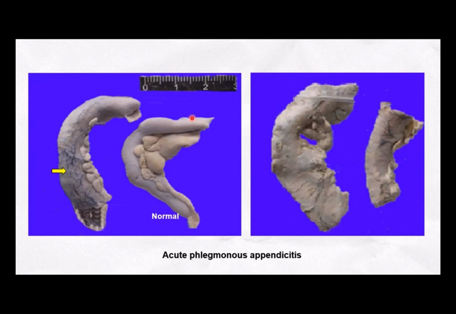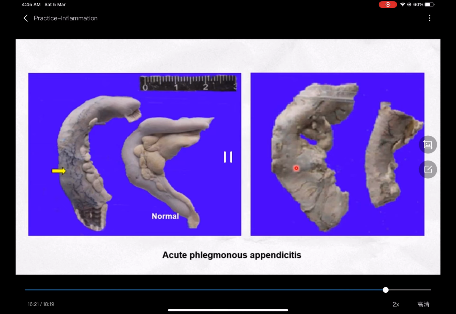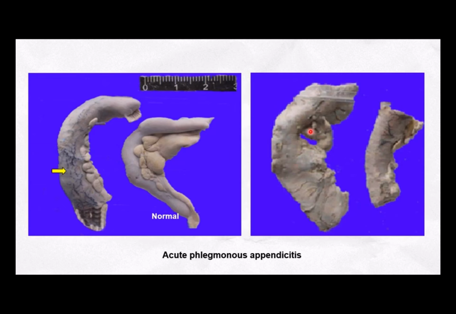This is a normal appendix, and the three appendices are not normal. They are acute phlegmonous appendicitis. The three appendices are markedly swollen, and the serosal surface is hyperemic and partially covered by gray to yellow suppurative exudate. And let's note here, we can find mainly dilated blood vessels.